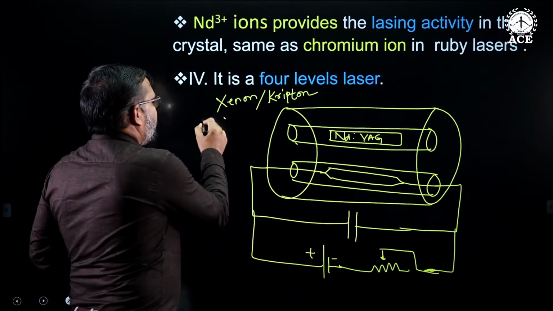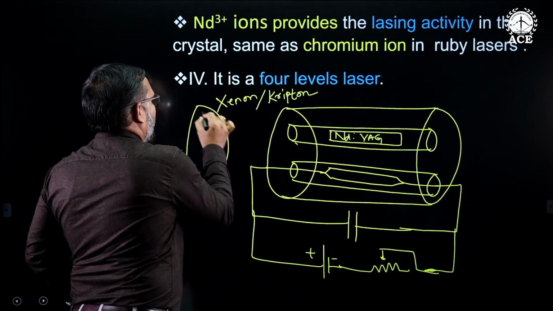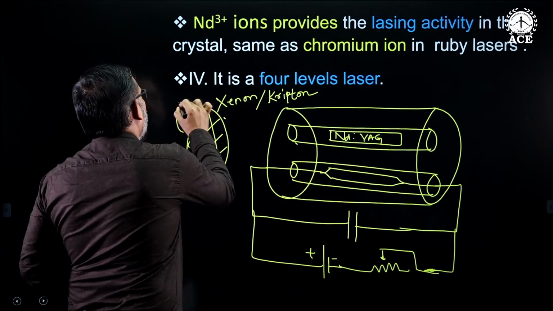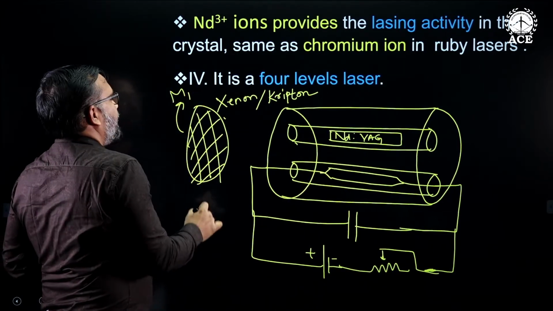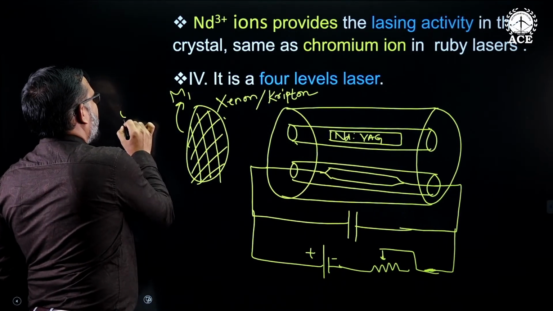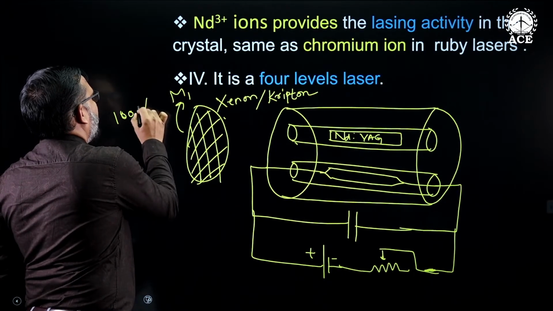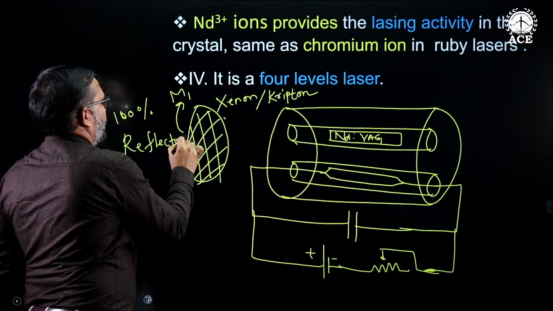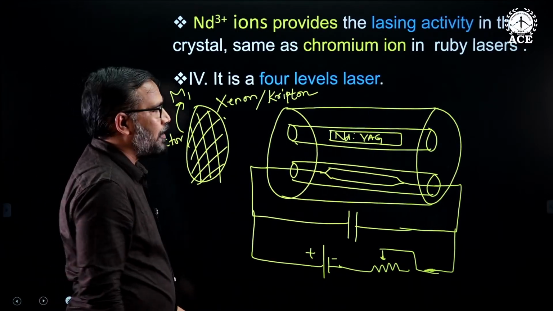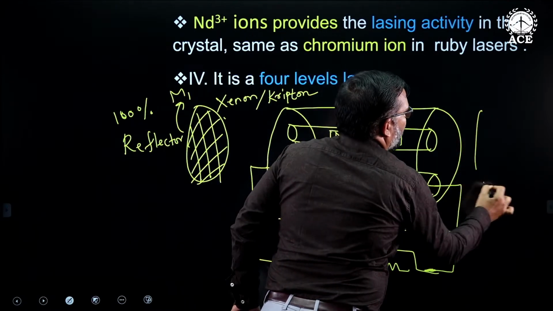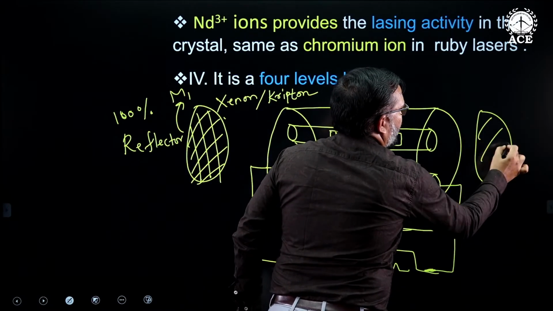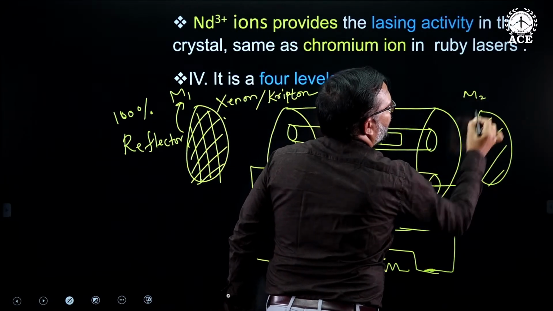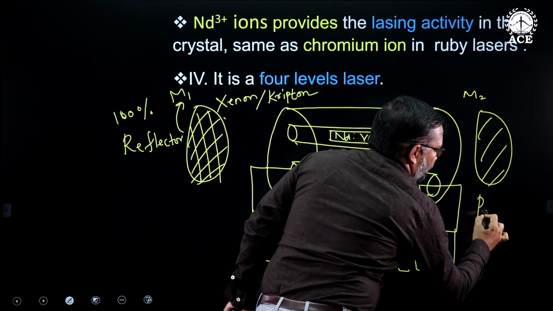On the two sides, on one side you have one mirror. It is mirror M1, a 100% reflector. The other side you have one more mirror, mirror M2. What is this? Partial reflector.